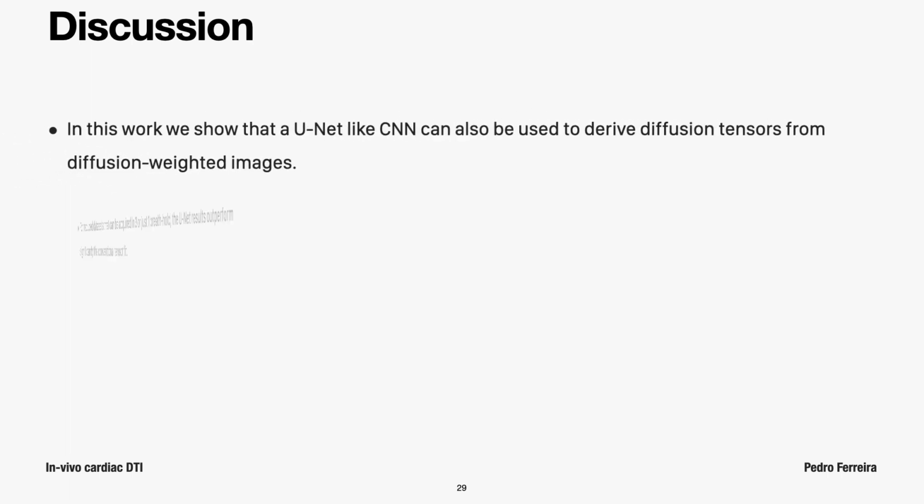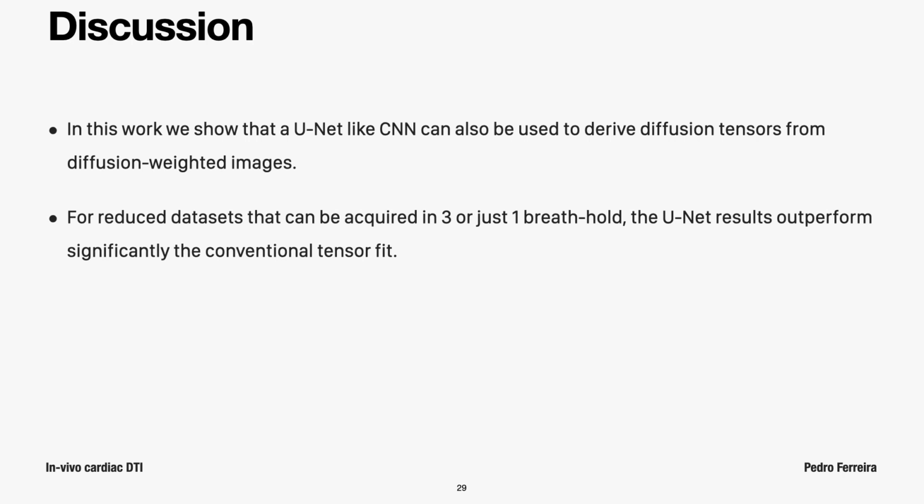The U-Net was originally developed for image segmentation, although it has also been used for image reconstruction and diffusion image generation. In this work, we show that a U-Net like CNN can also be used to derive the diffusion tensors from diffusion-weighted images. For reduced datasets that can be acquired in 3 or just 1 breath-hold, the U-Net results outperform significantly the conventional tensor fit.